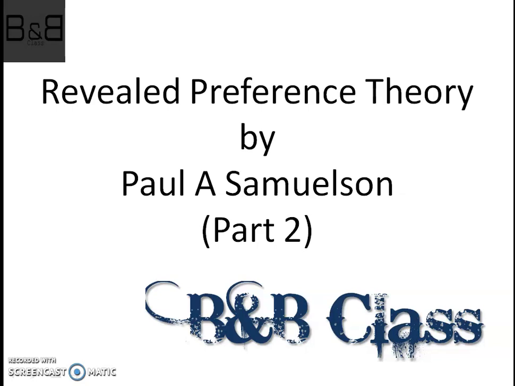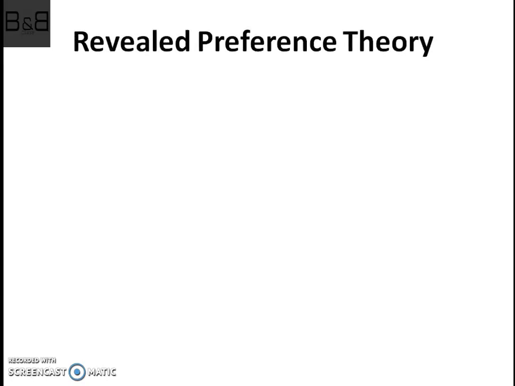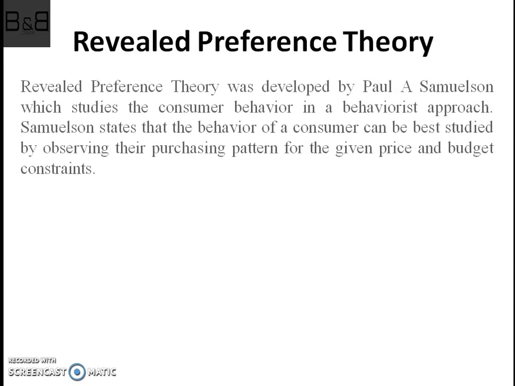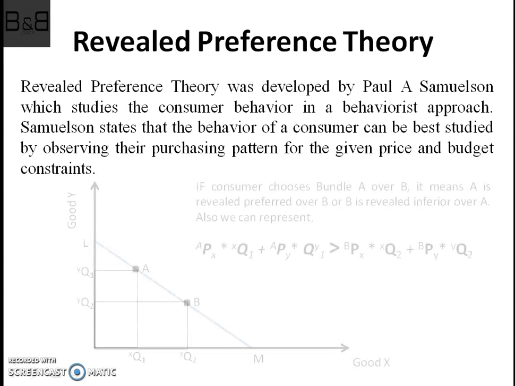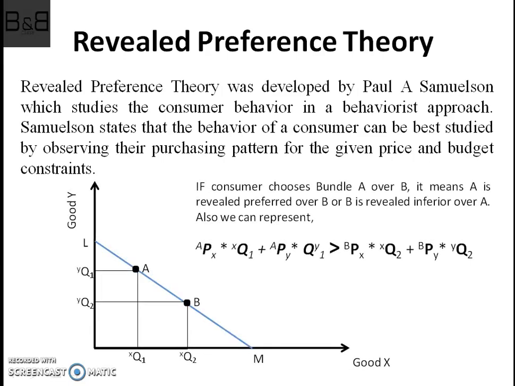So let's begin. Revealed Preference Theory by Paul A. Samuelson, and this is the second part where we will be discussing how to derive an individual demand curve using RPT. In order to understand this concept, I would like to briefly recall the concept of RPT.